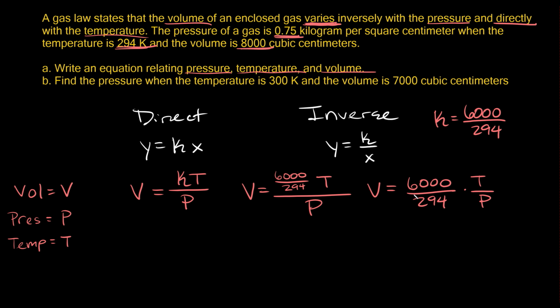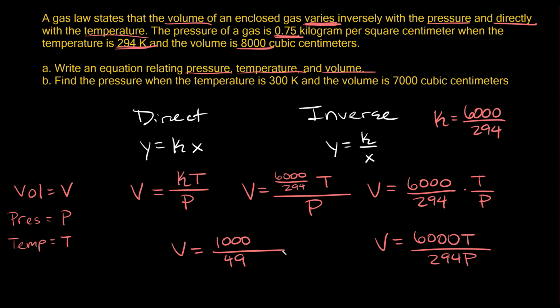As you can see, we're basically just multiplying two fractions together. So here we could simply say that the volume is equal to 6,000 t over 294p. It's normally good to check if you can reduce your fraction, which in this case, I'm just going to tell you, yes, we can. So 6,000 over 294 reduces down to 1,000 over 49. So here we could say that the volume is equal to 1,000 t over 49p. That's as simplified and as reduced as we can write this.